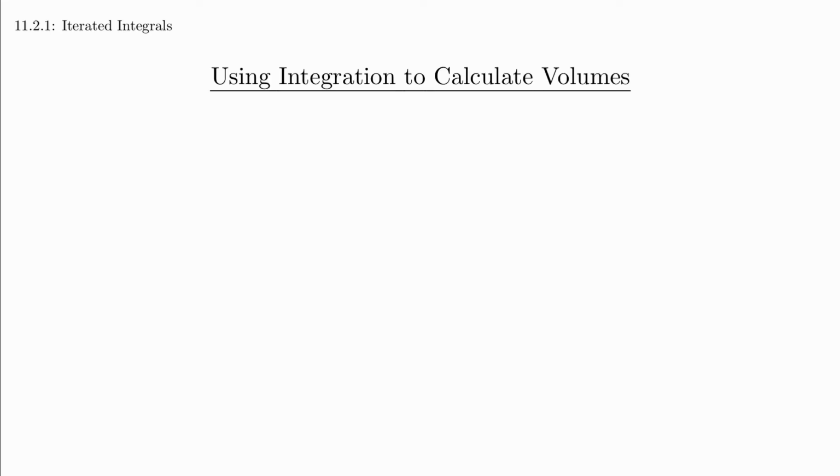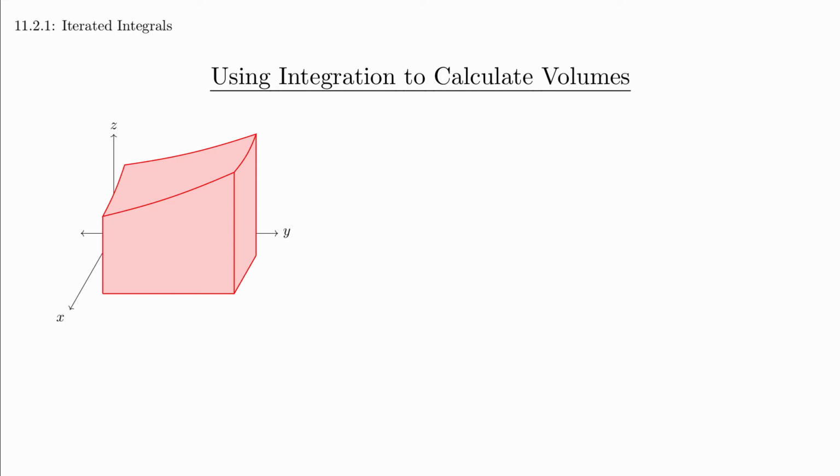To iterate something means to repeat a process. An iterated integral is an integral of integrals. The idea is initially intimidating, but once you understand the picture, you'll see it's not so bad. Imagine that we have some function f sitting above a rectangle.